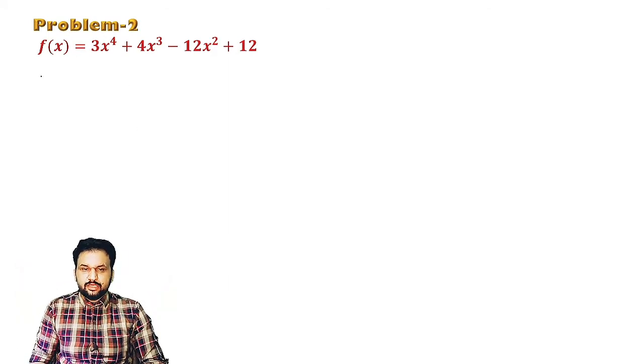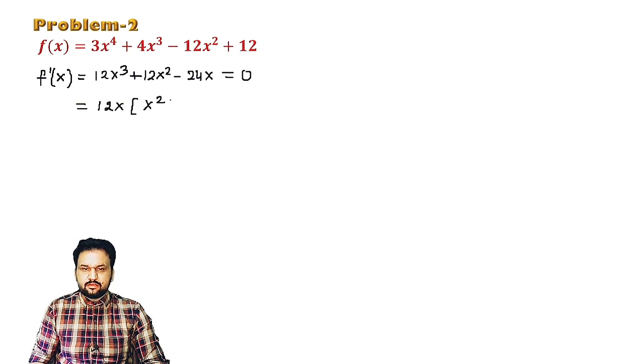First of all, we need to calculate the first derivative, f dash. It will become 12x^3 plus 12x^2 minus 24x, and then we substitute the first order derivative equal to 0. Clear? Here I can take 12 as well as x common. Here your equation becomes x^2 plus x minus 2. Clear? So now I can solve this equation.